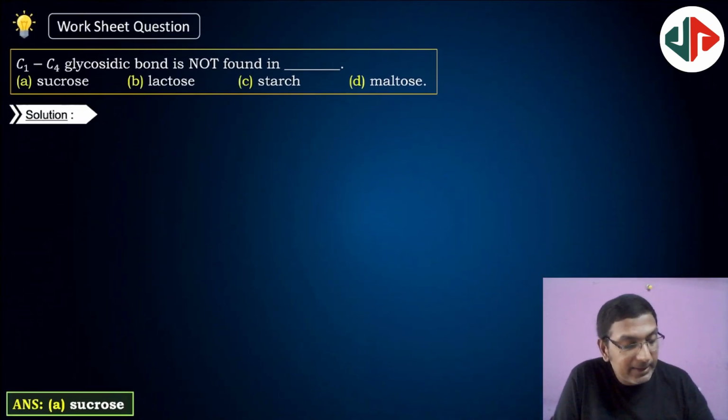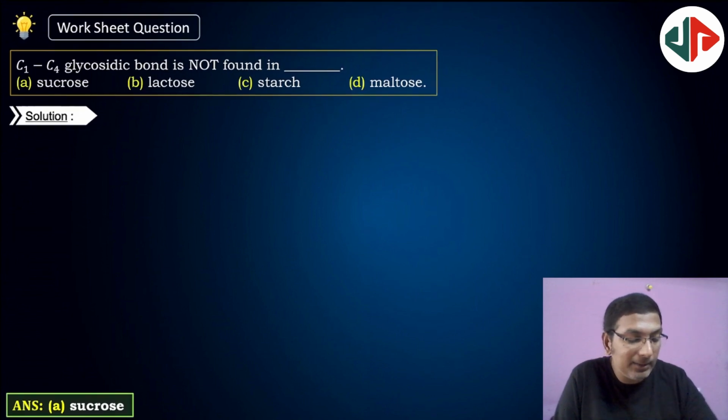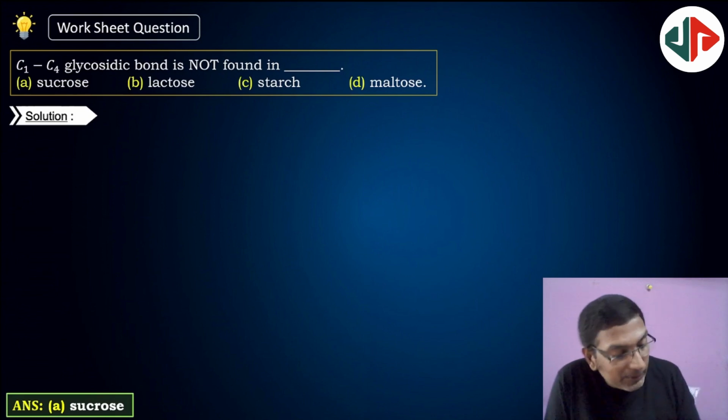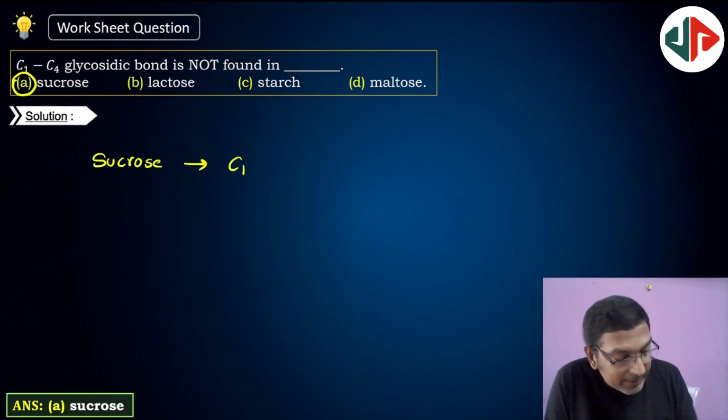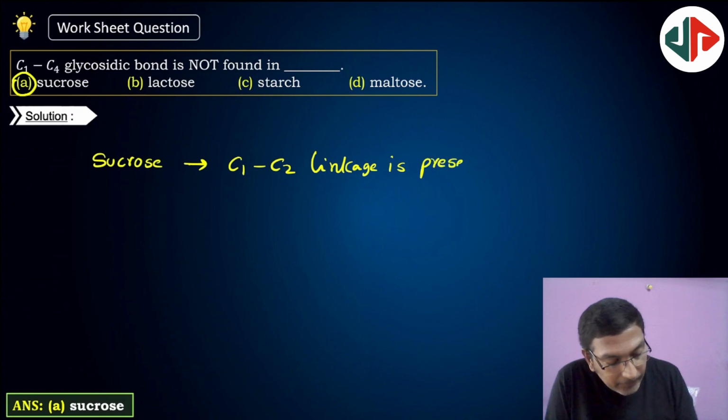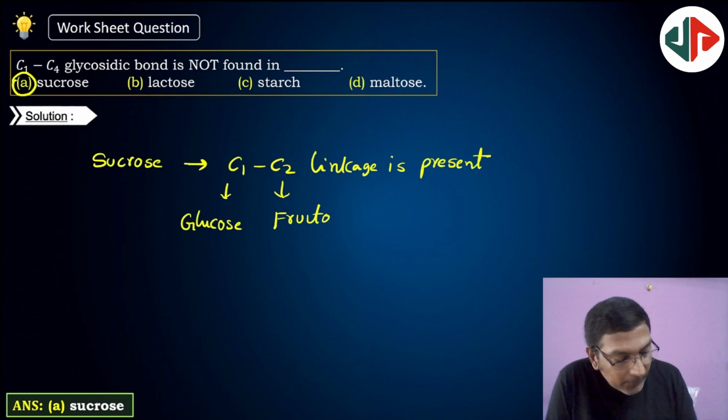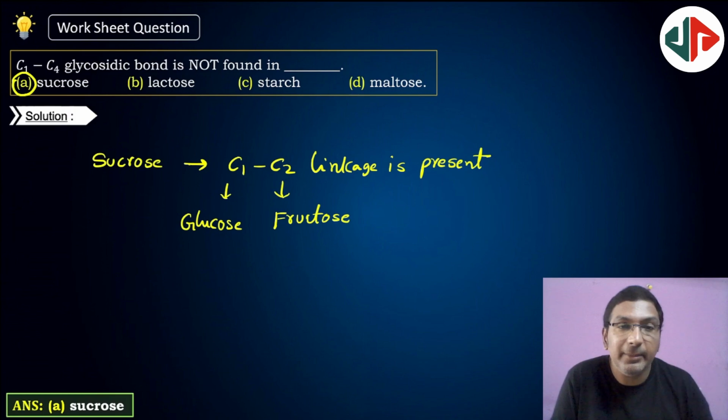So C1-C4 glycosidic bond is not present in, so simply sucrose. In sucrose, C1-C2 linkage is present. C1 of glucose and C2 of fructose. Very important. In remaining cases, C1-C4 is present. Next.